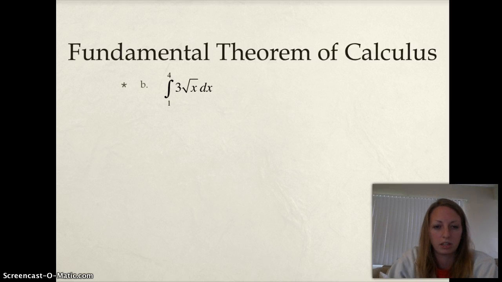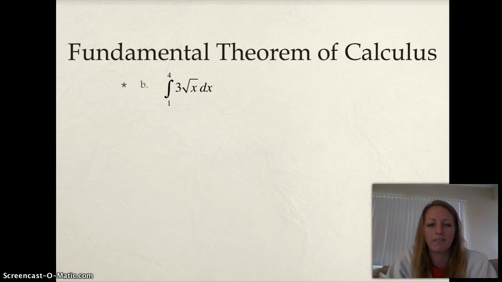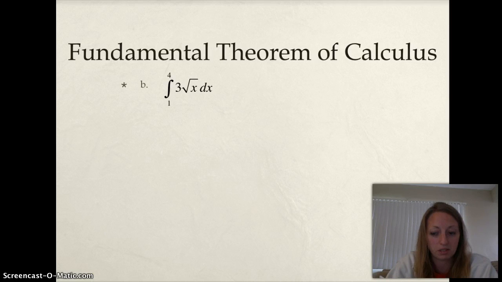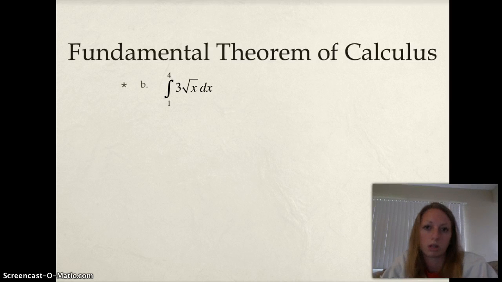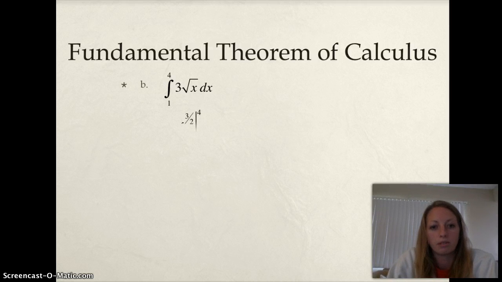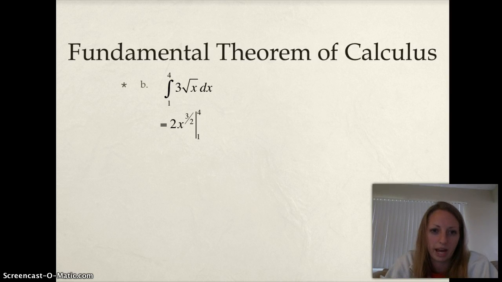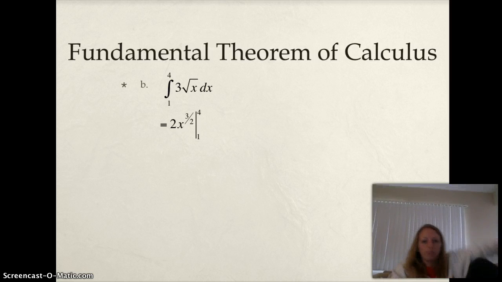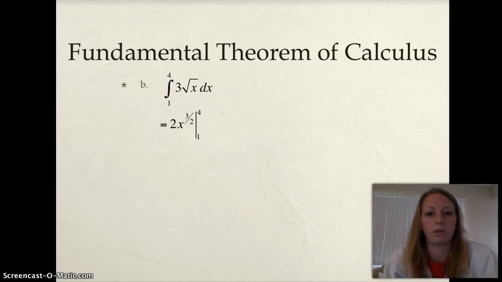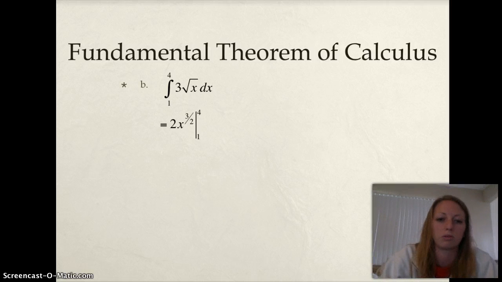B, integrate 3 times radical x from 1 to 4. Again, remember, you're going to start with taking the antiderivative. And as usual, if you want to stop and pause and try it, which I highly recommend, you can do so, and then work through the rest of it. When you take the antiderivative, we get 2x to the 3 over 2 from 1 to 4. It was x to the 1/2, which is x to the 3/2 over 3 over 2, which, when we factor and cancel everything out, leaves us with 2x to the 3/2.